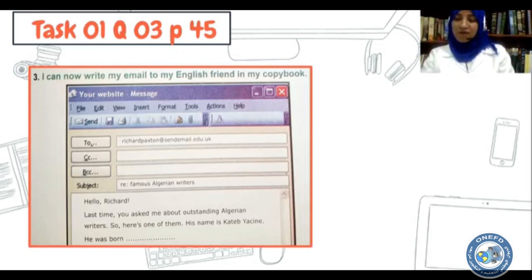So here we have a form of an email and we have different parts of email. Now you have 2 minutes to write down the different parts of the email and different names of the parts of the email. You have 2 minutes.